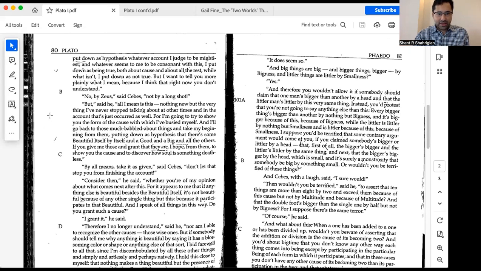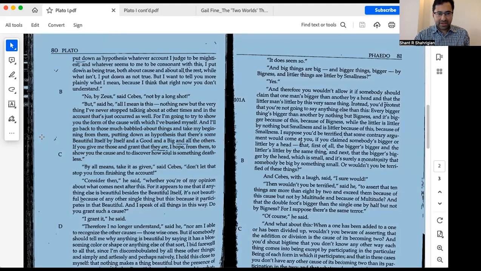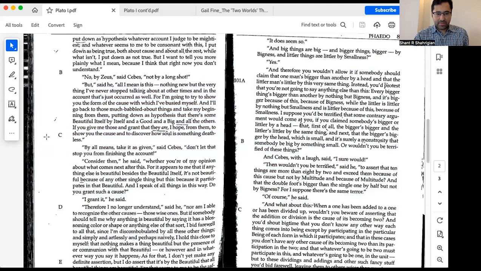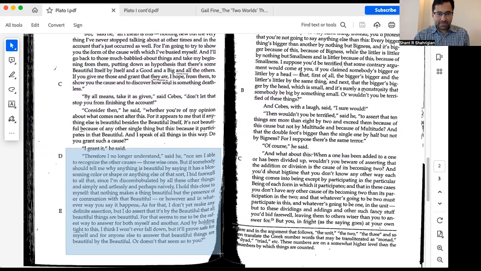He terms on page 80, where he exemplifies by the beautiful itself by itself, a good and a big and all the others. So when Plato is writing about the forms, when Socrates is talking about them, the clue we get here is the greatest, the thing itself by itself, things like beauty and justice. Can leave it at that for now. But what are these things supposed to be? We get a bit more of an explanation here.